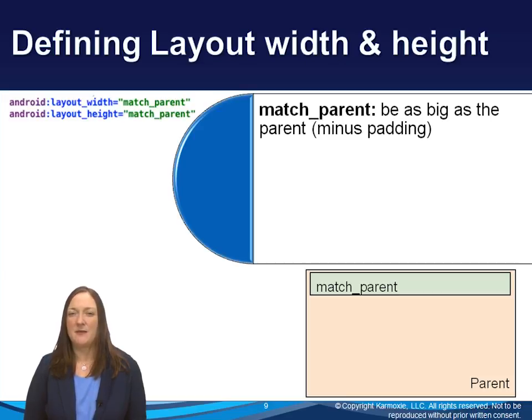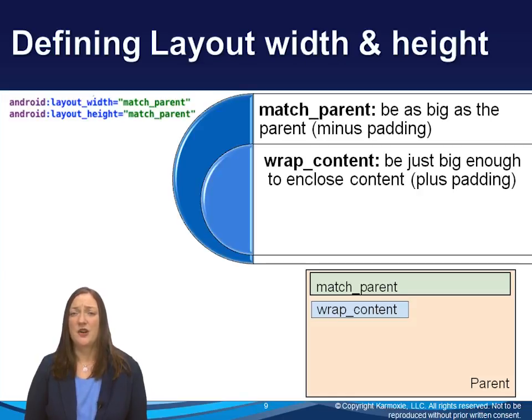It means that the element that you're placing is going to be as big as its parent, minus any padding. So the example below shows a parent item with an item that's been placed inside of it where the width has been set to match parent. So notice it is as wide as the parent with a little bit of spacing around it, which is the padding. If you're familiar with the box model in web design, we have the same kind of concept here of padding and margin. So really we're just saying there's a little bit of space between the outer edge of the match parent item and the parent container.